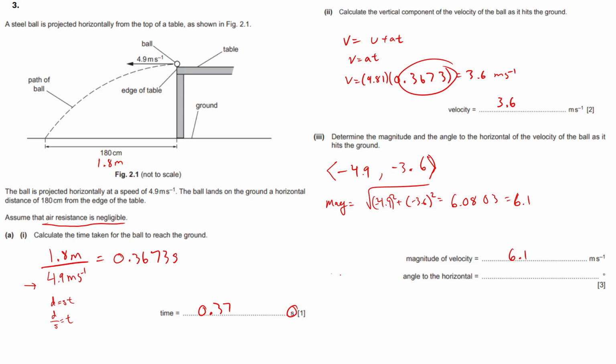And now the angle. You can draw a quick diagram if you're unsure. But as shown, we go 4.9 to the left and then down 3.6, and we use the inverse trig function of 3.6 over 4.9. And thus you should get an answer of 36 degrees.